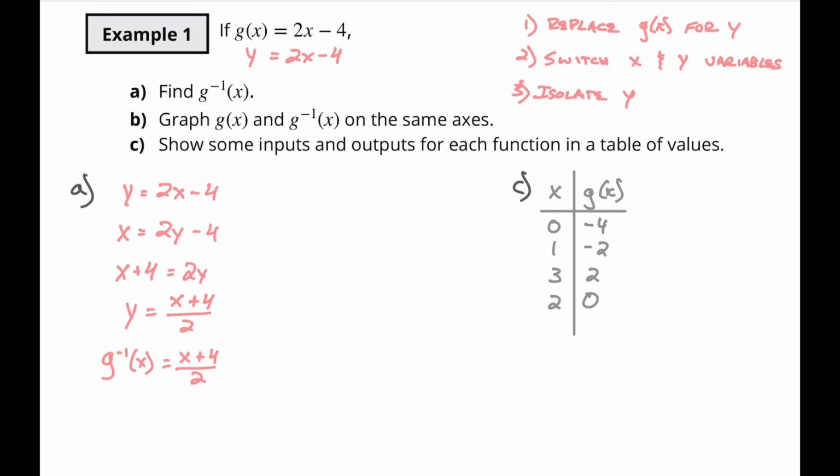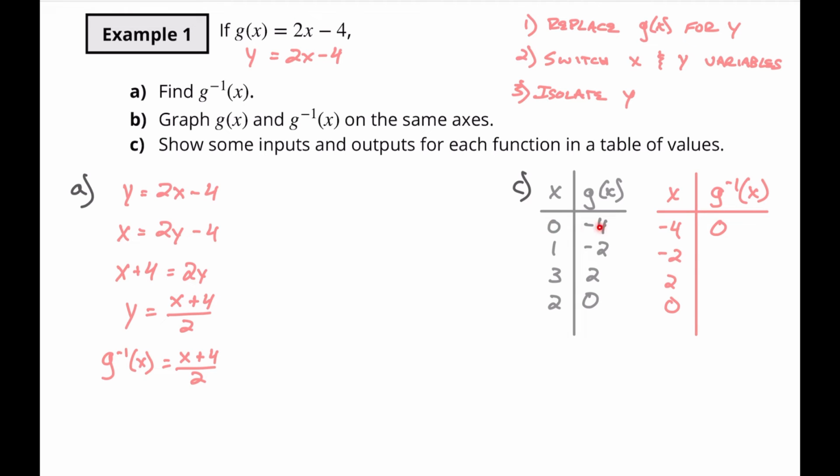Now, what we saw before is when we find the inverse of a function, that means all of the outputs for our original function should be the inputs for our inverse. So I'm going to be looking at the values of -4, -2, 2, and 0. And when I put those into this equation over here, if I put -4 in here, -4 plus 4 is going to be 0. 0 divided by 2 is 0.